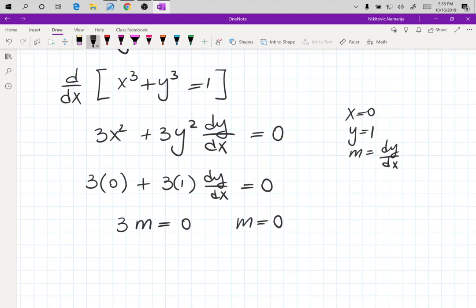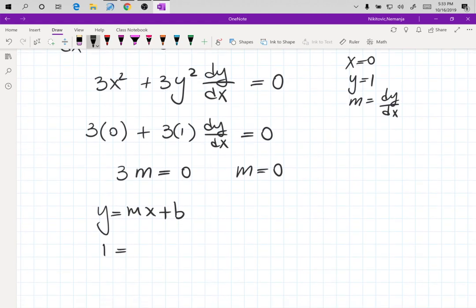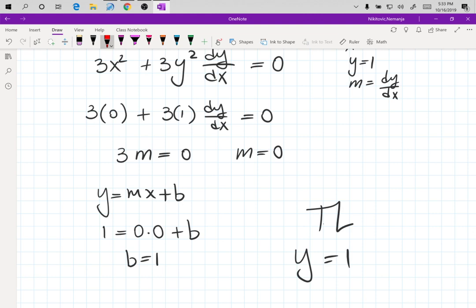So we have y equals mx plus b. Our y is equal to 1. Our m is equal to 0. Our x is equal to 0 plus b. b is equal to 1. So the tangent line is just y equals 1. Horizontal, let me write it in. It's called horizontal tangent.